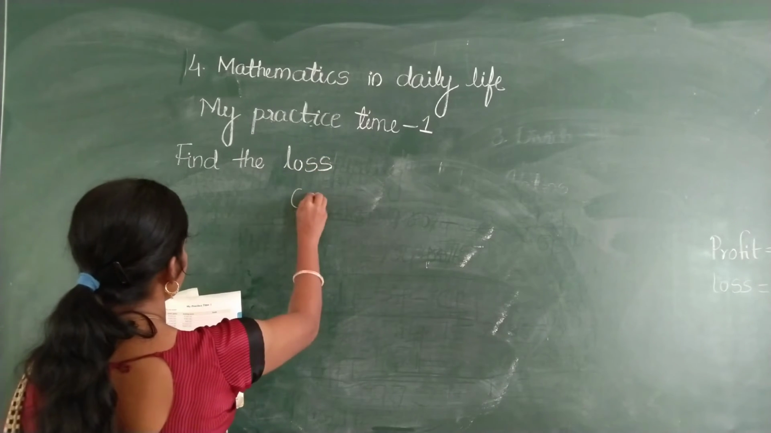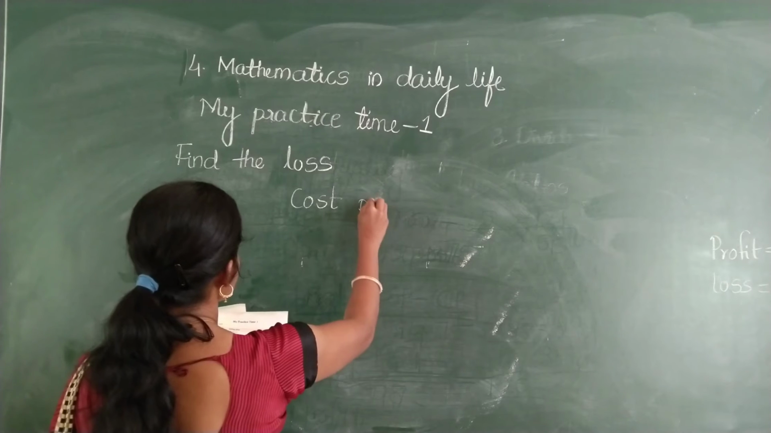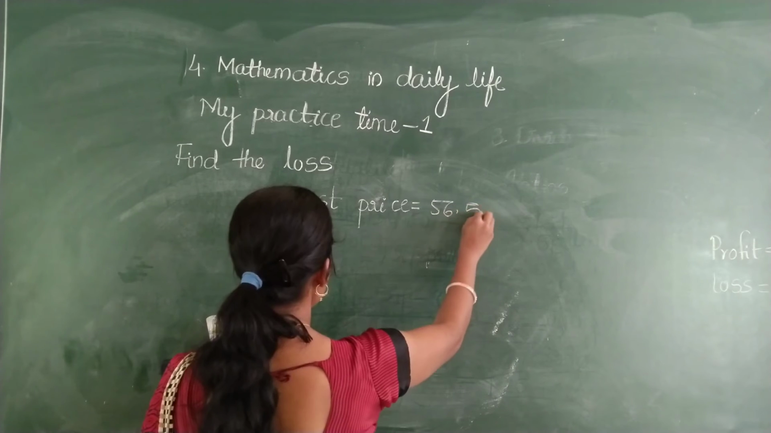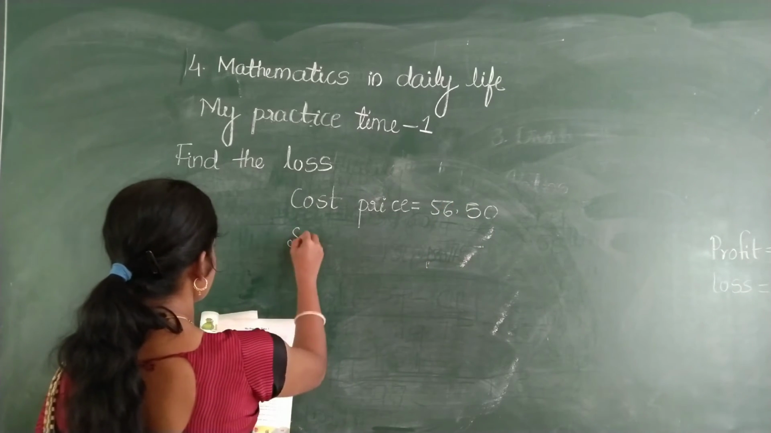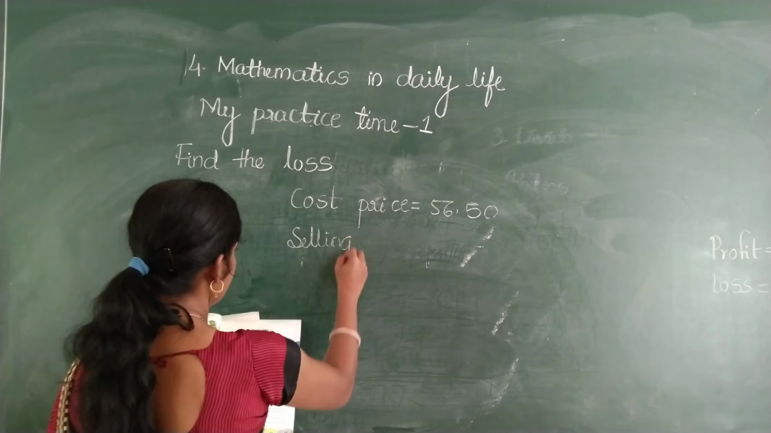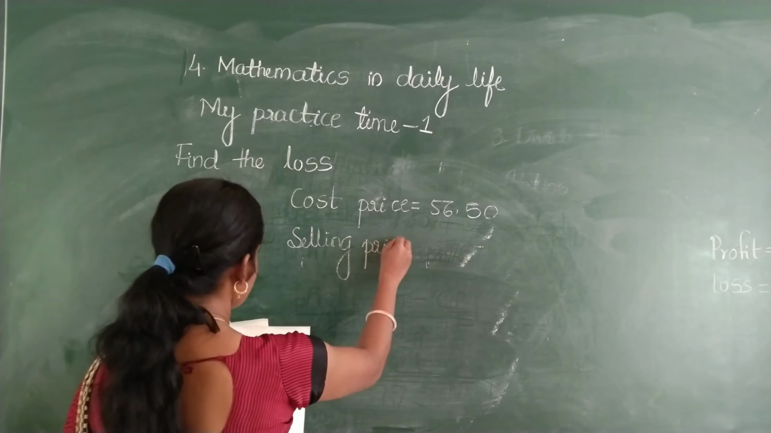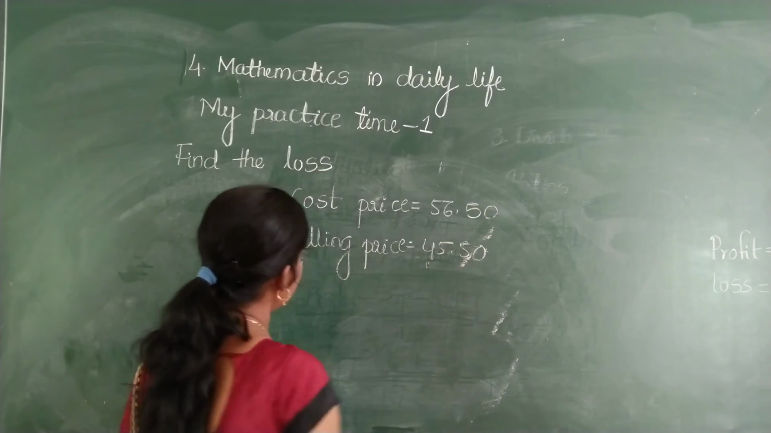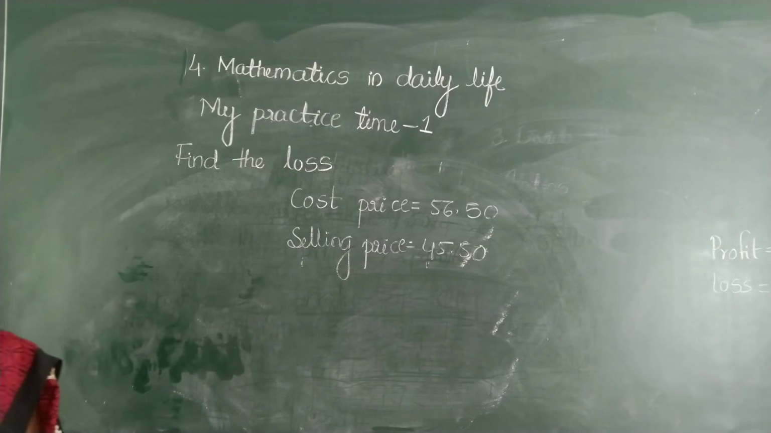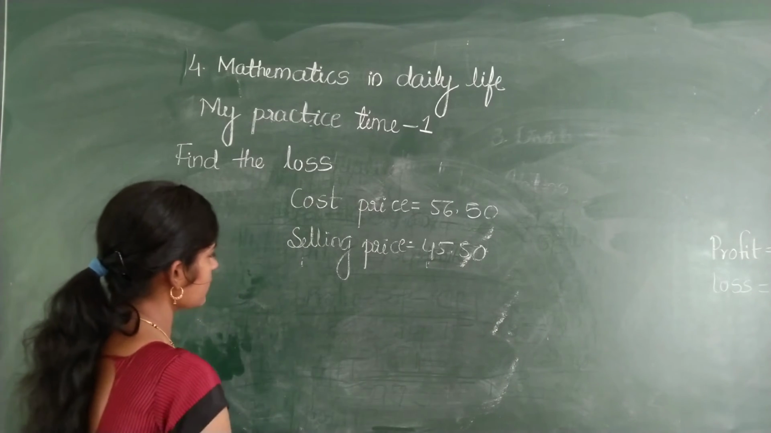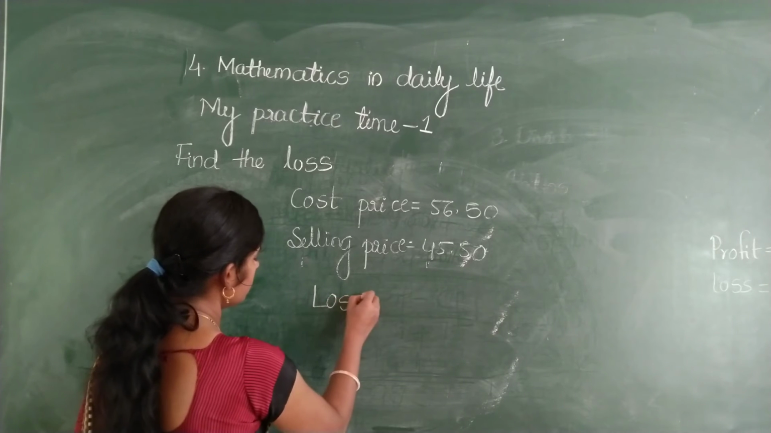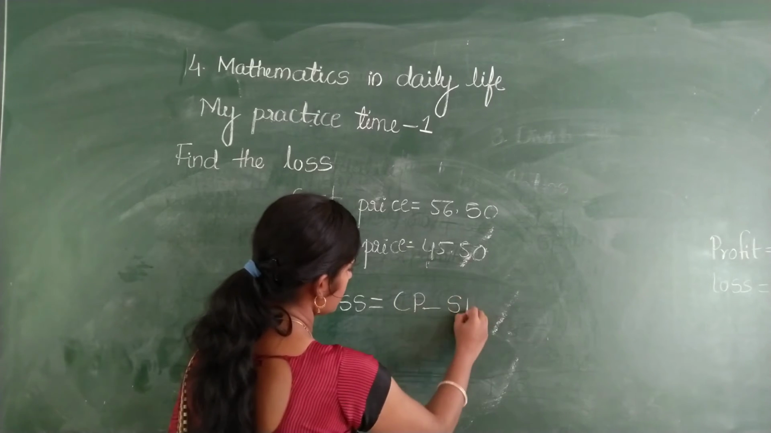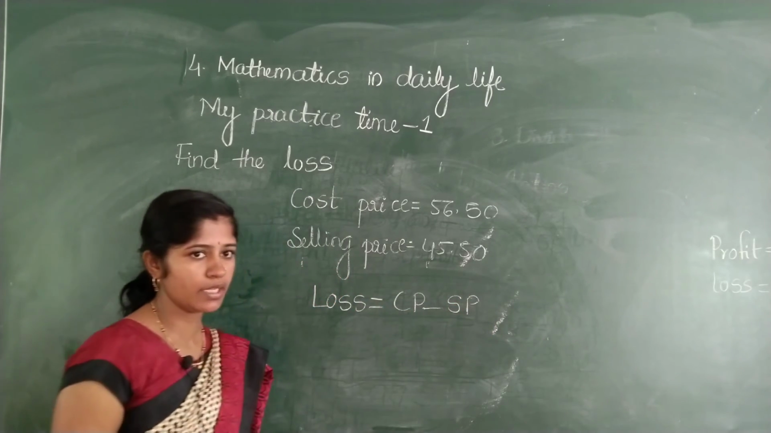First I will take here cost price is equal to 56 rupees 50 paise, and selling price is equal to 45 rupees 50 paise. See here, you are not getting a profit, here you are getting a loss. Then what is the formula? Loss is equal to CP minus SP.